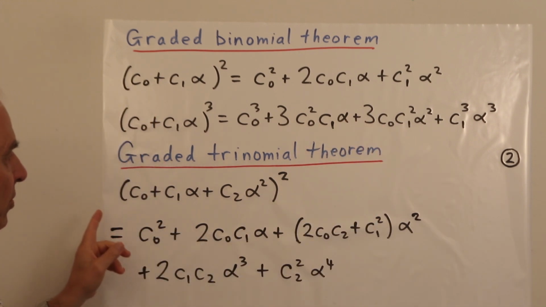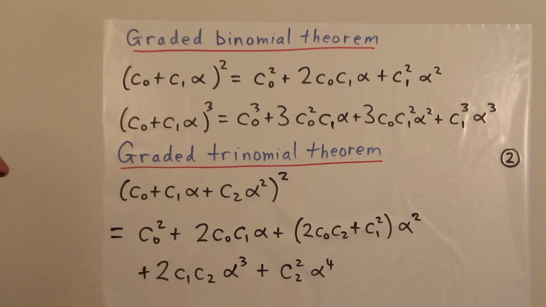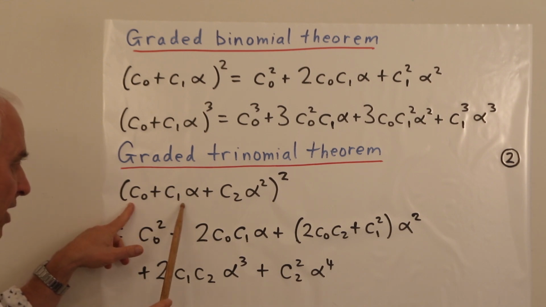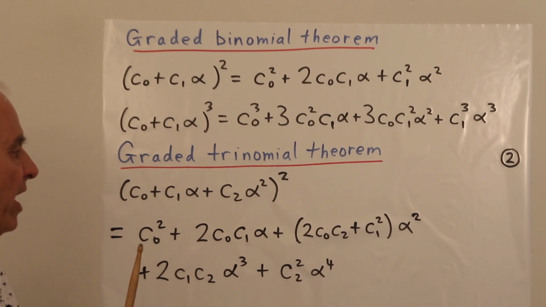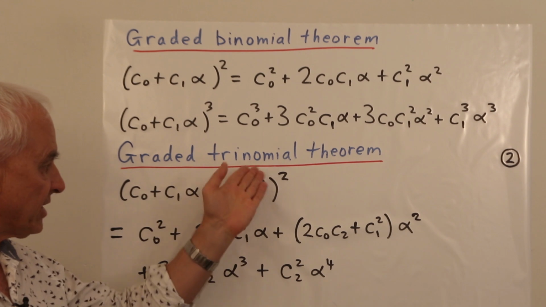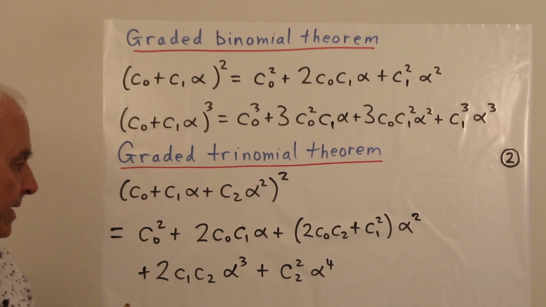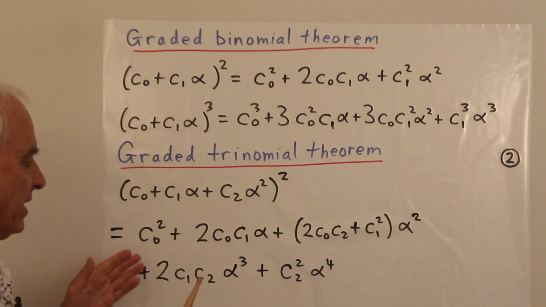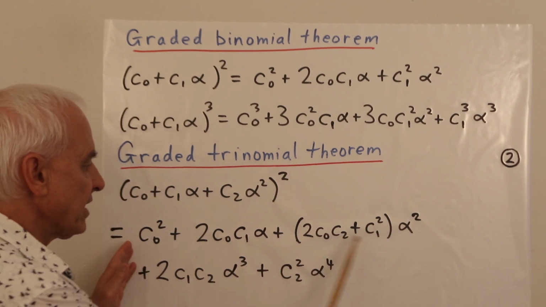However, when we go to the trinomial theorem and look at this graded interpretation of it, we see things a little bit differently. So let's look at C0 plus C1 alpha plus C2 alpha squared. Okay, so we got a basic trinomial, but now expressed as a polynumber in alpha. And let's say raise it to the second power. Now, when we do that and write it out in increasing powers of alpha, we get this expression here.